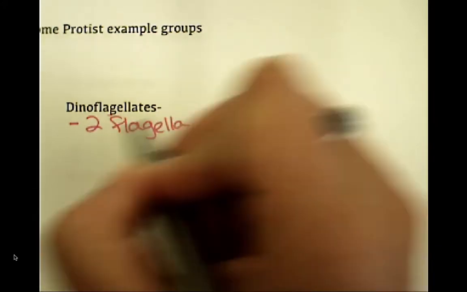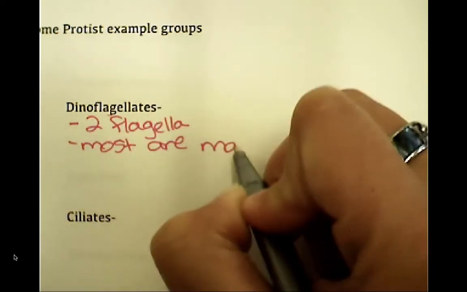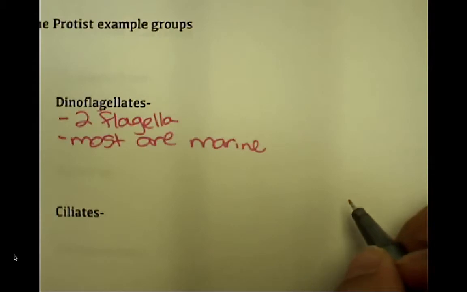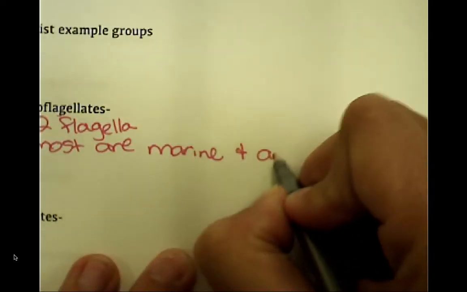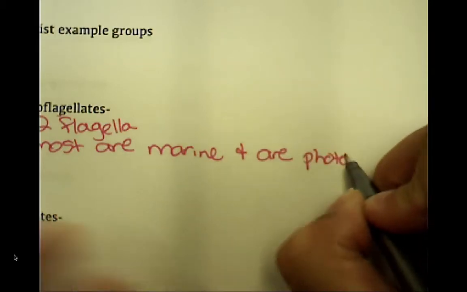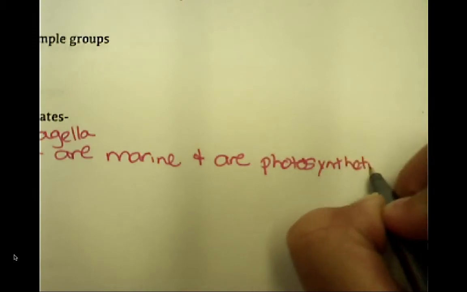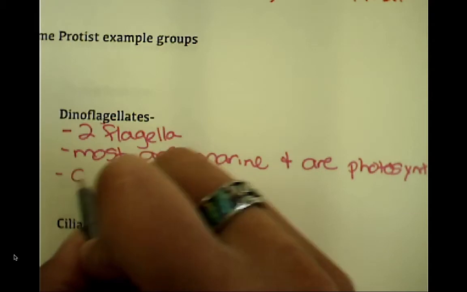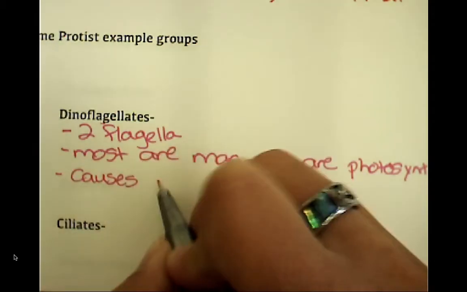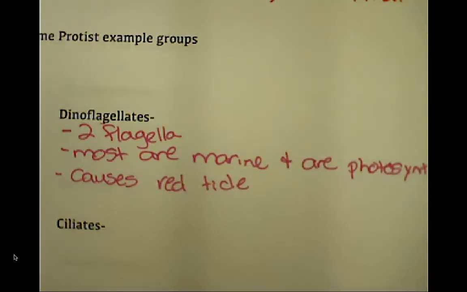Most are marine, meaning they live in the ocean, in salt water, and are photosynthetic. They do photosynthesis. These are the cause of red tide. Red tide is where so many of these are blooming that it literally causes the ocean to be a brick red color. I've seen it before.